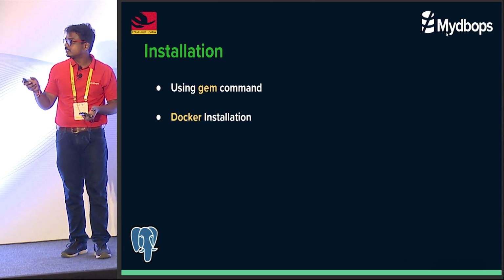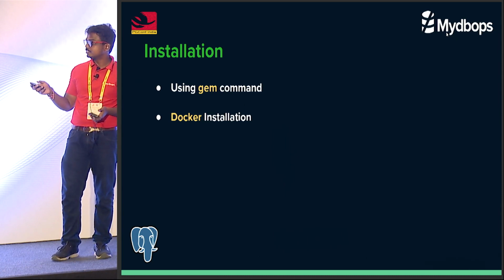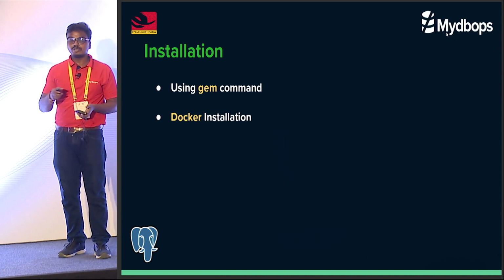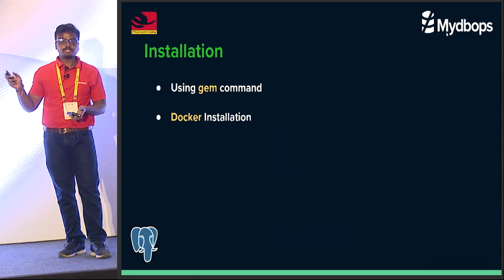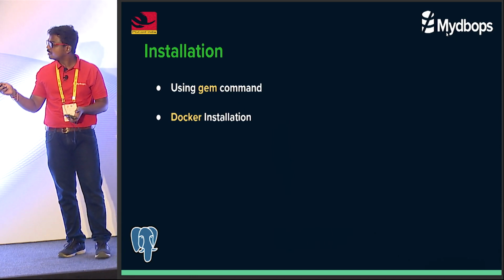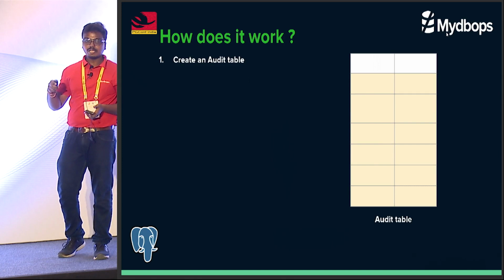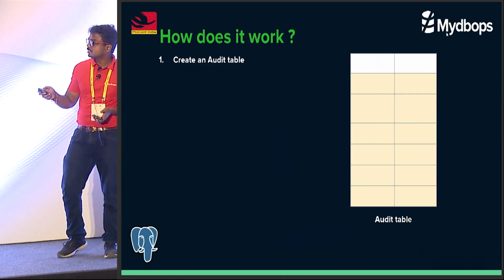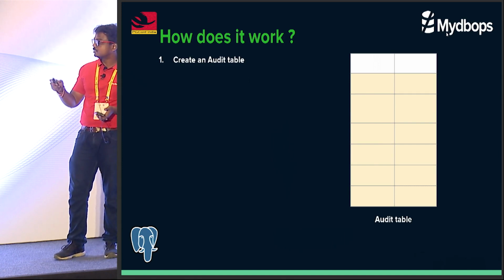You can use the gem command to perform the installation. And if you don't want any dependency issues, you can just go with Docker. It will be very simple to use. Okay, so let's see how it works. First thing it will do is create an audit table, or log table.